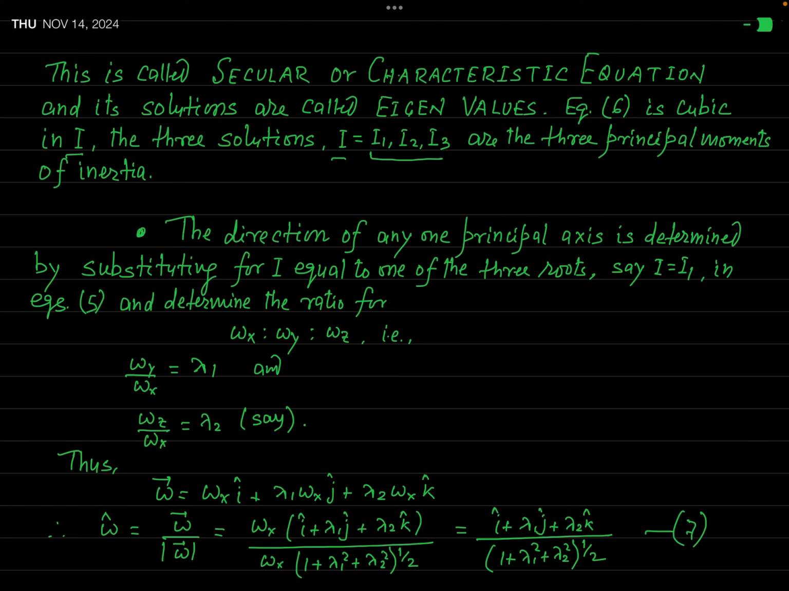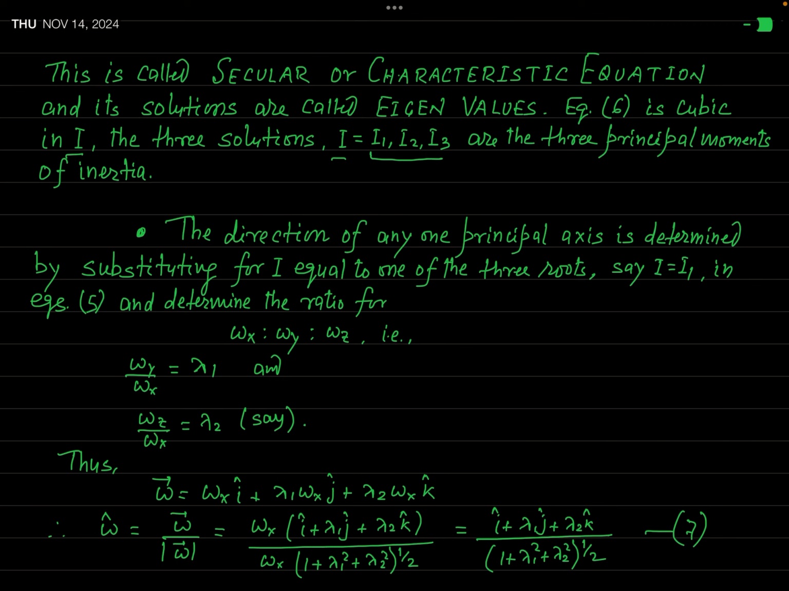Now, after knowing the principal moment of inertia, there is an important question whose answer you must know. How can we find the direction of a principal axis? How will we select a principal axis? Okay? So this is our task, this is our problem: selection of the direction of the principal axis.